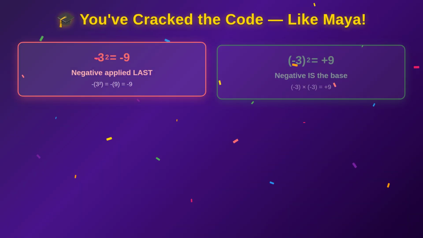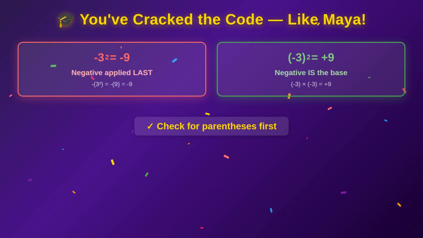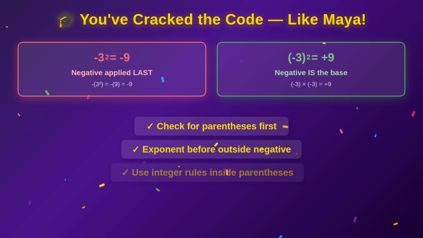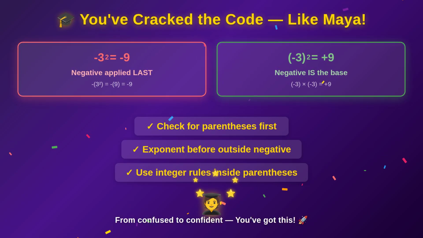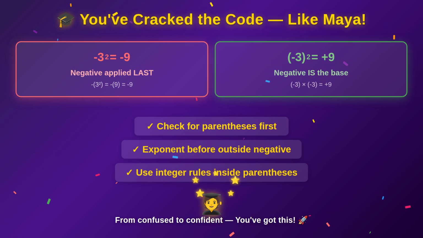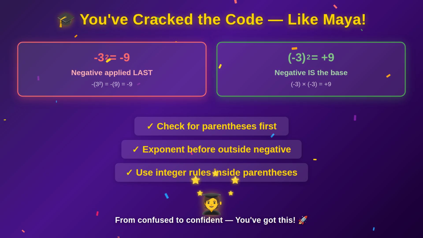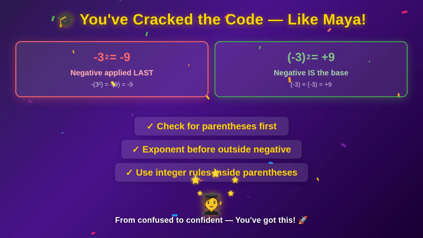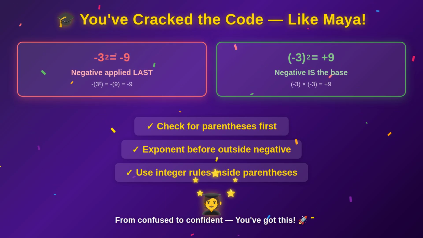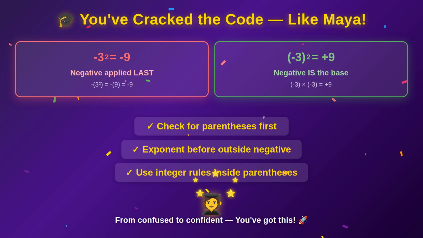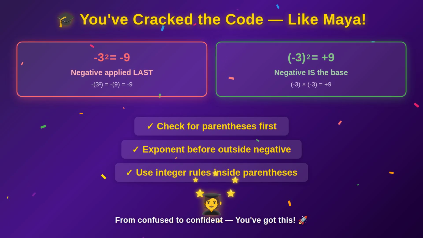Remember when Maya stared at her worksheet, totally stuck on why 2 expressions that looked almost the same could have different answers? Now she and you know exactly why. The negative sign outside parentheses is applied last, after the exponent. The negative sign inside parentheses is part of the base and gets multiplied out using integer rules. Parentheses are not decoration. They are powerful math tools. Check them every time you see a negative near an exponent. From confused to confident, that's the journey. Keep practicing and you'll never miss this one again. You've got this.